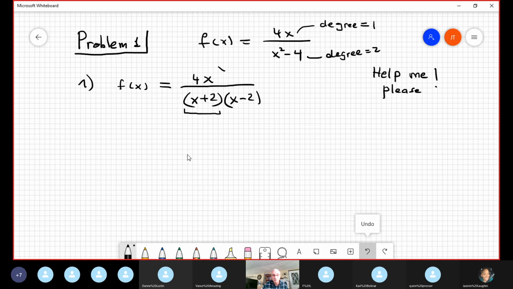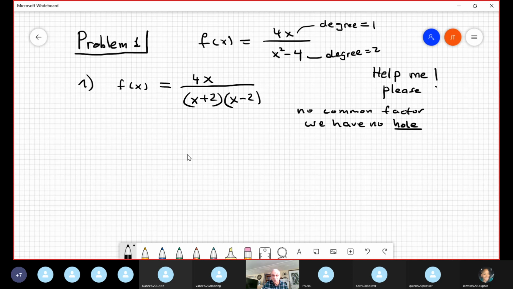Clear or confusing? Clear. No common factor. Do you see or no? Therefore, conclusion, we have no hole in this specific example.